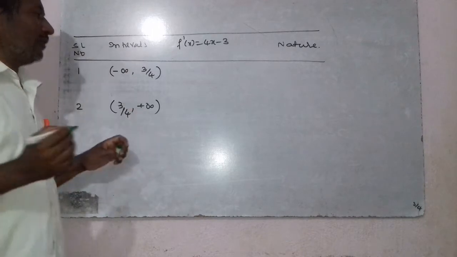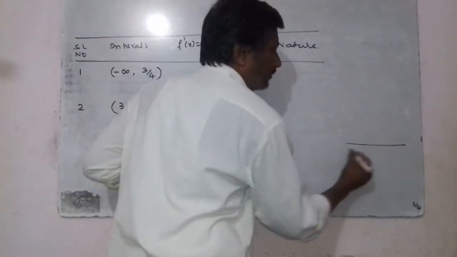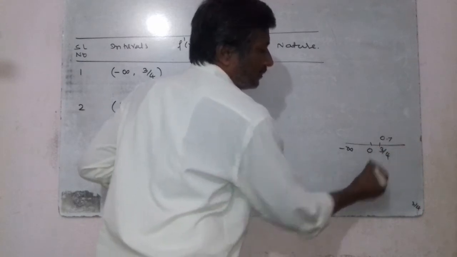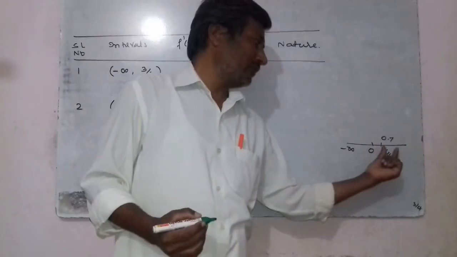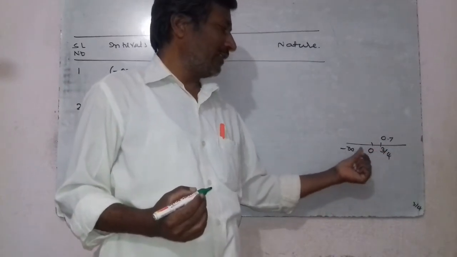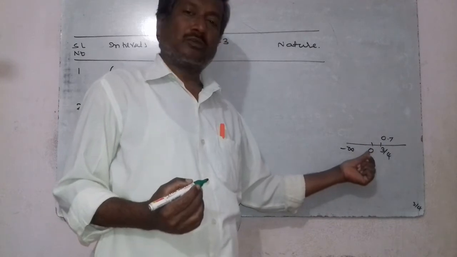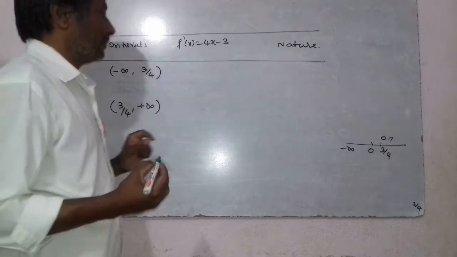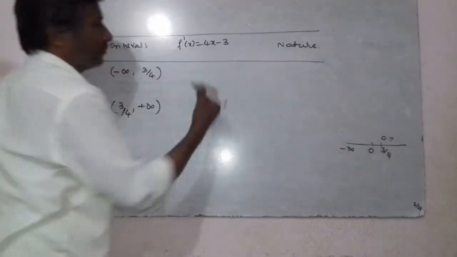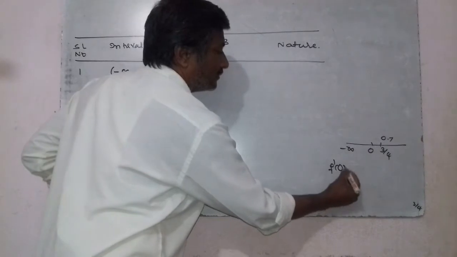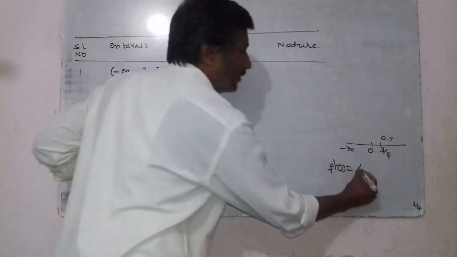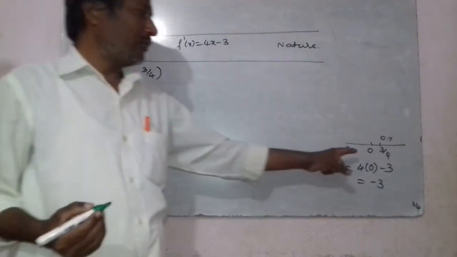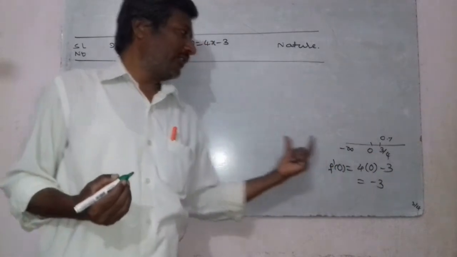So I will take minus infinity to 3 by 4, which means, since 3 by 4 is 0.7, 0 belongs to this interval. Take some test values. I will take either minus 1 or 0 or any one. So take the smallest values to check this. So I will check here 0. f dash of 0 becomes 4 into 0 minus 3, this becomes minus 3.